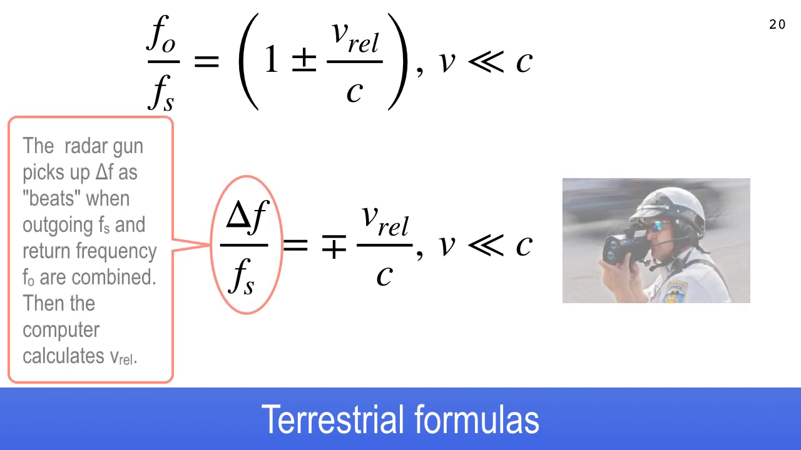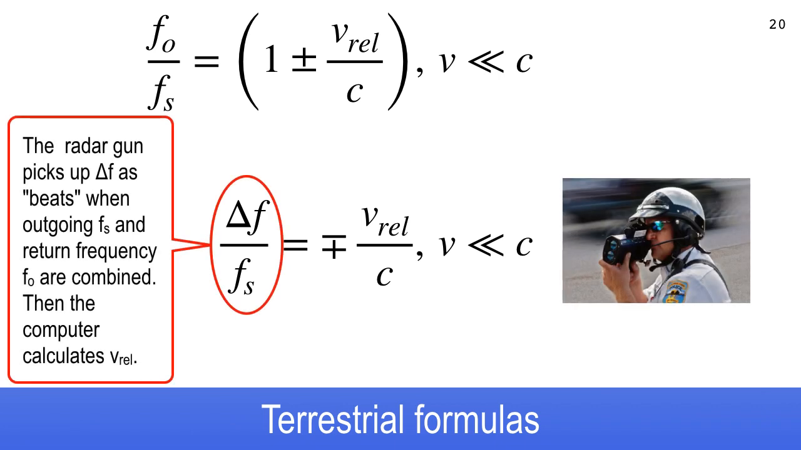All right? The beat frequency is the numerator. That's delta F, the difference between the outgoing and the incoming frequencies. And then the F subscript S in the denominator, that's the factory setting for the oscillator. So 2 gigs or whatever it happens to be. And that's just simply equal to that ratio is equal to minus or plus the car speed divided by the speed of light.